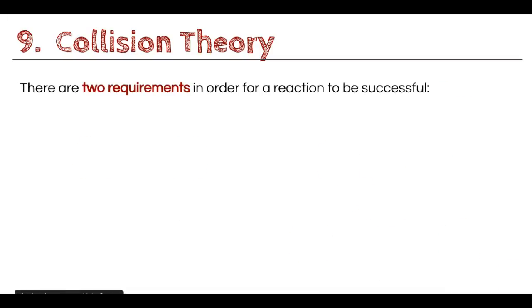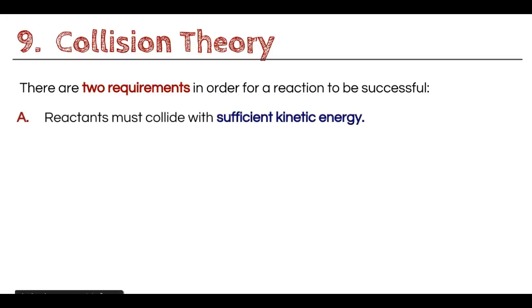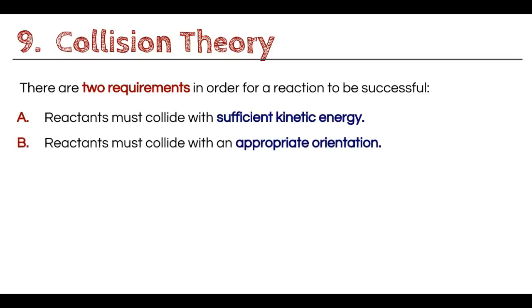So essentially there are two basic requirements in order for the collision to be successful. The first is that the reactant molecules or atoms have to collide with enough kinetic energy. If they don't have enough kinetic energy, then they won't have enough bond dissociation energy to break the bonds that need to be broken. And the second thing is that the reactants must collide with an appropriate orientation. In order for the atoms on the molecules that need to be exchanged to make that exchange, they have to be positioned next to each other. And I'm going to elaborate on that.